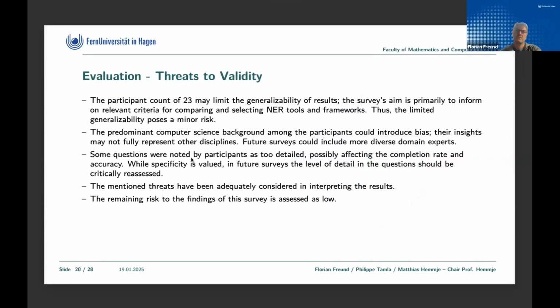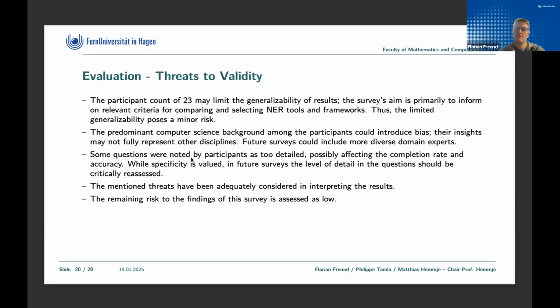Now, some threats to validity. We had 23 participants, which may limit the generalizability of the results, but our survey aimed to inform on relevant criteria for comparing and selecting NER tools and frameworks, and this aim is reached, and thus the limited generalizability poses a minor risk for us.